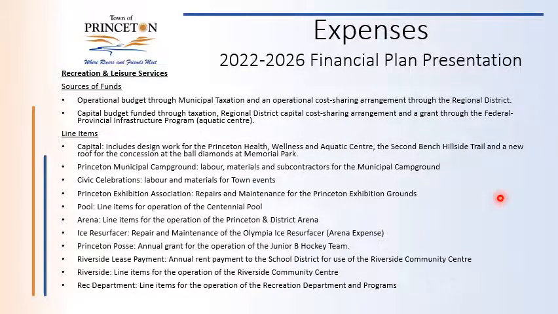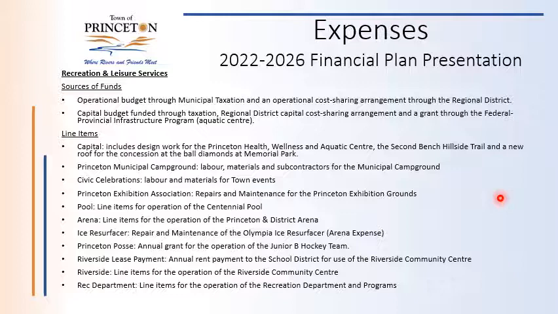Recreation and leisure services. So again, a large budget. We tend to divide recreation and leisure services, or Parks and Rec, as we're thinking about transitioning the name to. The source of funds are municipal taxation, and there is a cost-sharing agreement with the regional district.